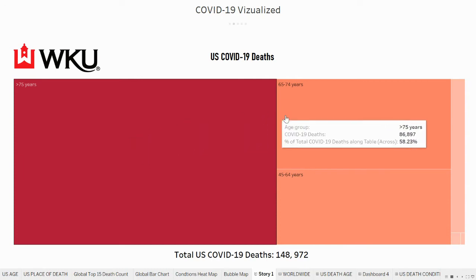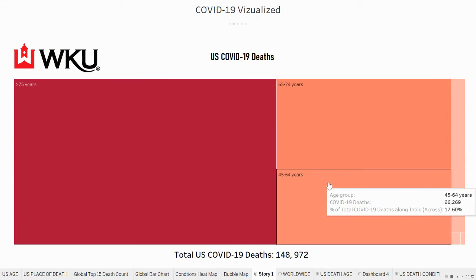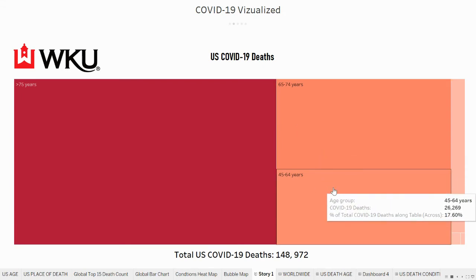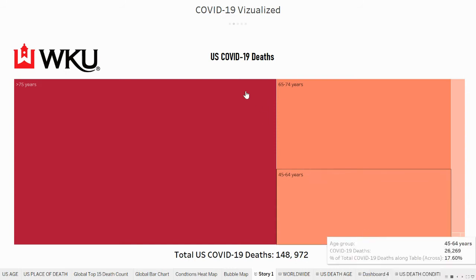So again, 75 years old is the largest portion of the total U.S. COVID-19 death counts, followed by 65 to 74, and then closely by 45 to 64 at 17%. So you can see it basically goes down from the oldest population to the youngest, with the 2 smallest ones being from 0 to 4 with only 104 deaths, and then 5 to 18 with 224 deaths.